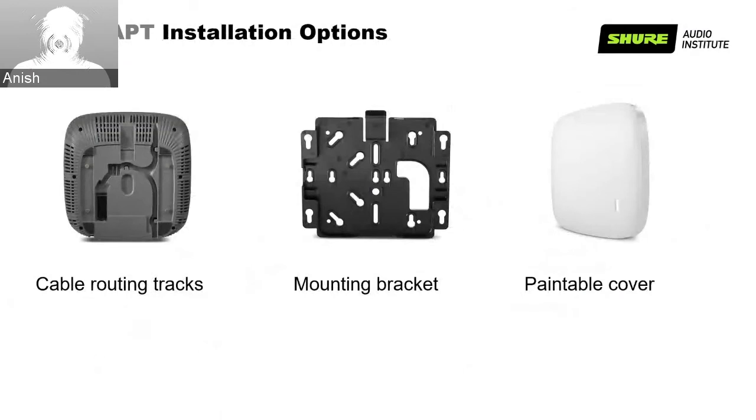So there are cable routing tracks on the back of the access point, so you can easily route the cable and connect it. There is a mounting bracket that will help you connect to the wall, or you can have it flush on a ceiling or a wall. The bracket also helps you secure the unit via a VESA mount.